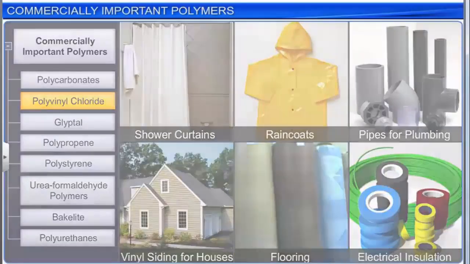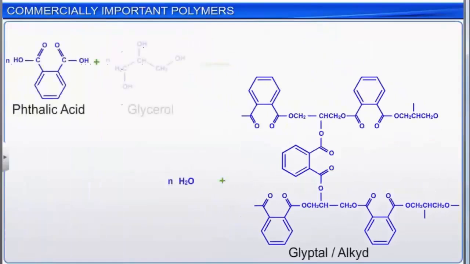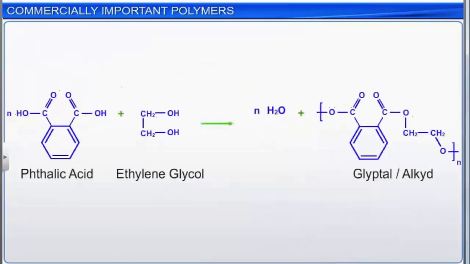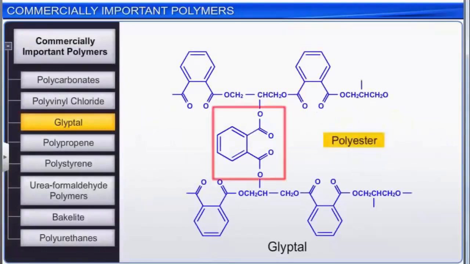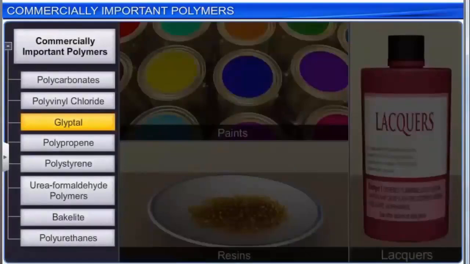Glyptyl or alkyd is a condensation polymer formed from phthalic acid and glycerol, or phthalic acid and ethylene glycol. Glyptyl is a polyester that can form cross-links. Cross-linked glyptyl is a thermosetting polymer. Glyptyl is used in the manufacture of paints, lacquers, and resins.